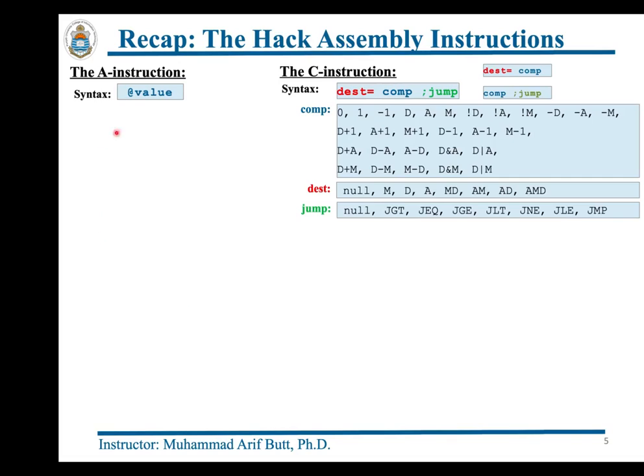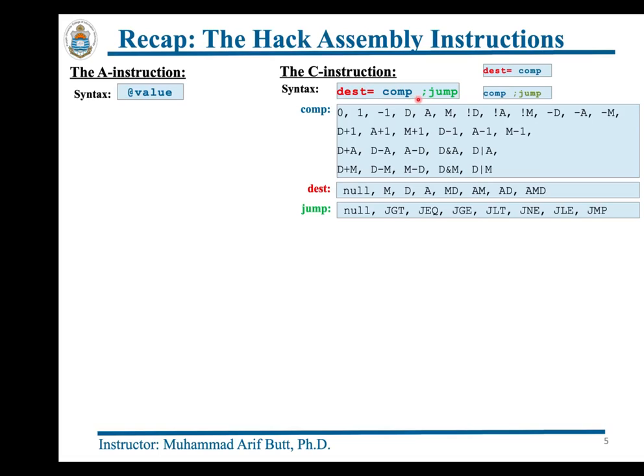You can see the syntax of A instruction, at value, where value is the unsigned constant and can have values ranging from 0 to 32767, being 15-bit. This value can be a data value or can be the address of the data memory, RAM, or the instruction memory, ROM. This is the complete syntax of the C instruction.